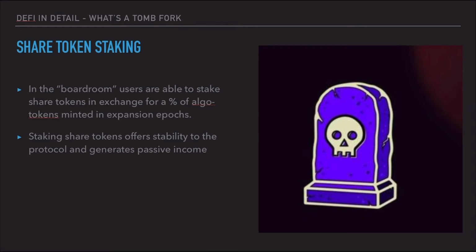But all tomb forks essentially have what I'll refer to here as a boardroom, which is where users are able to stake their share tokens in exchange for a percentage of the tokens minted in each expansion epoch. Staking these share tokens again offers some stability to the protocol, and it's also a means of generating passive income. So long as the protocol remains in expansion, every user staking share tokens to the boardroom is going to earn a percentage of that expansion.